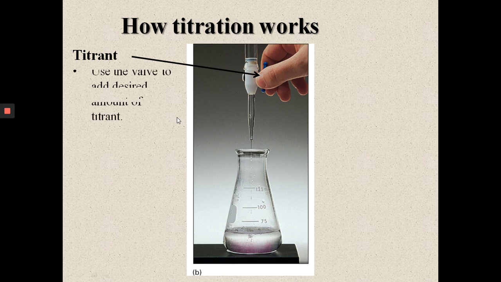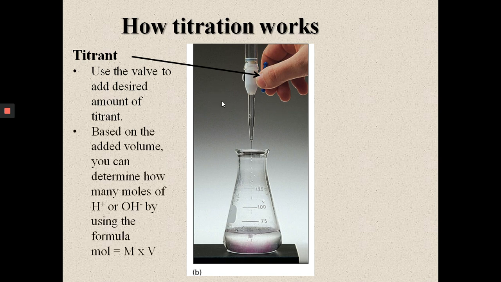Okay, so titrant. Use the valve on the stopcock to add the desired amount of titrant. Now again, titrant is the substance that we control everything. We know the exact volume, we know their molarity, therefore the number of moles of hydrogen or hydroxide ions, and we add the desired amount by turning on the valve. And then based on the added volume, you can determine how many moles of hydrogen or hydroxide by using the formula mole is equal to molarity times volume.